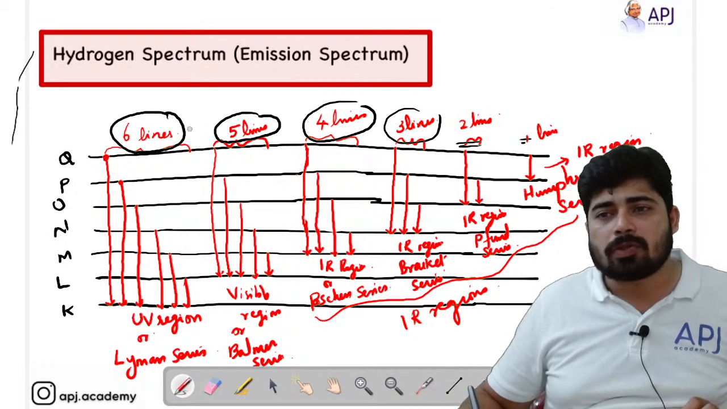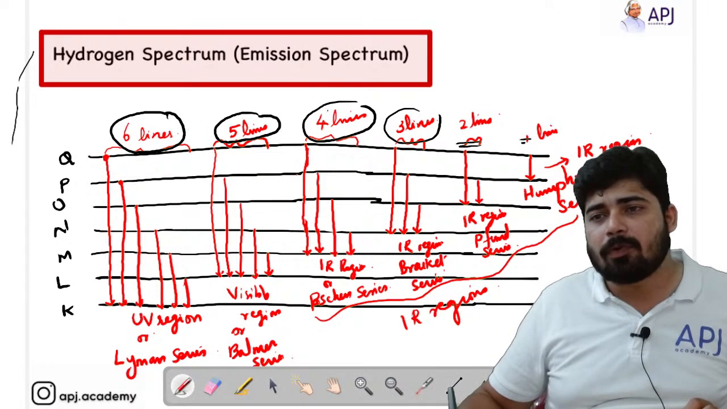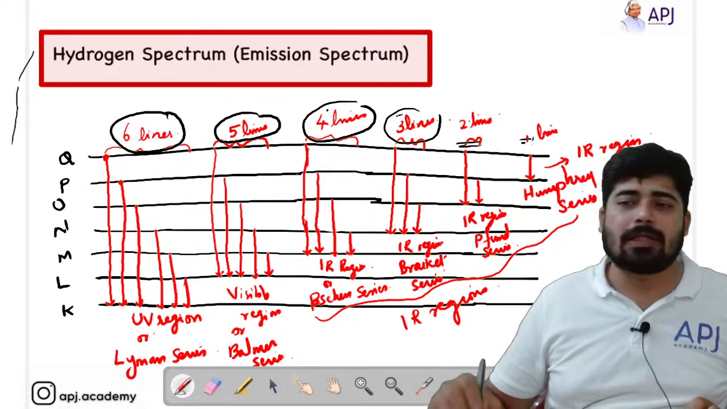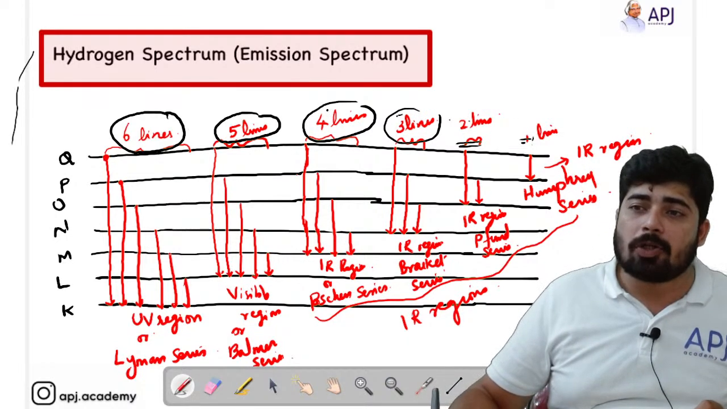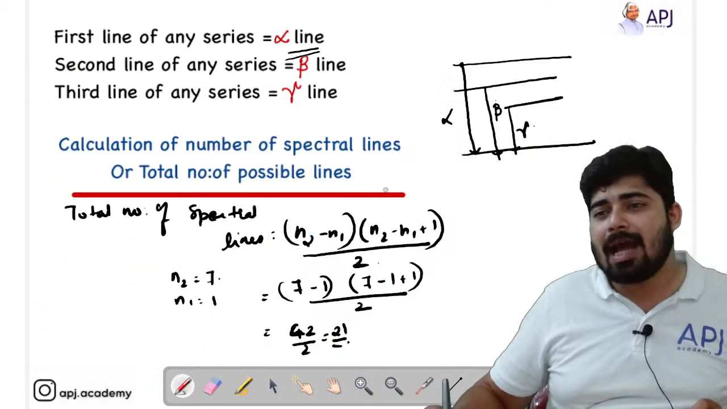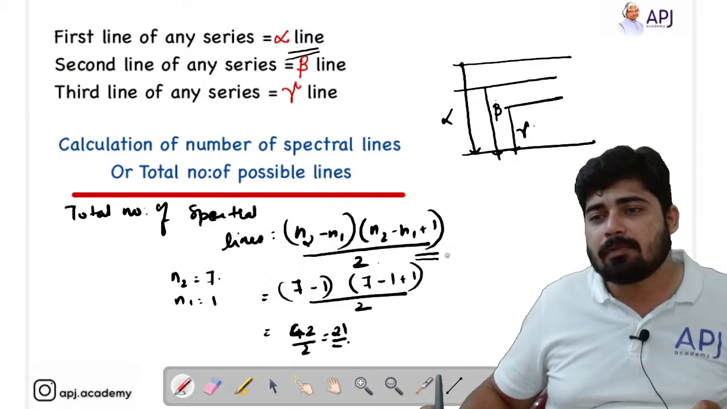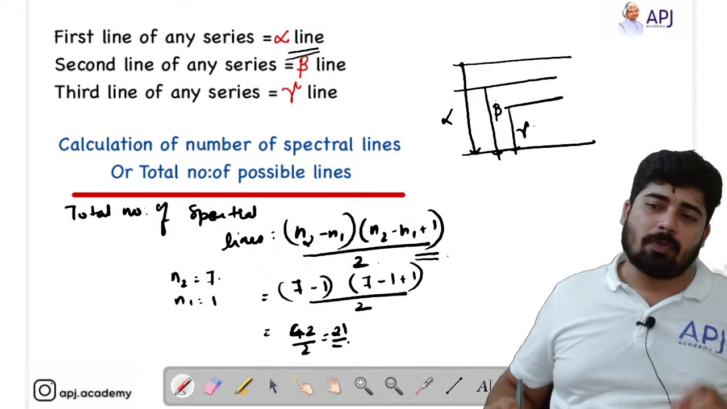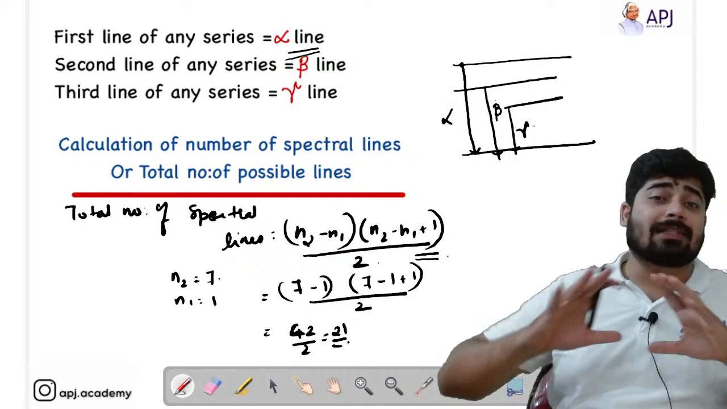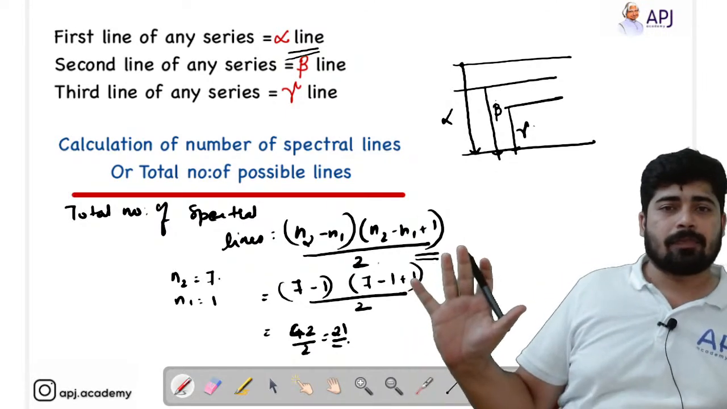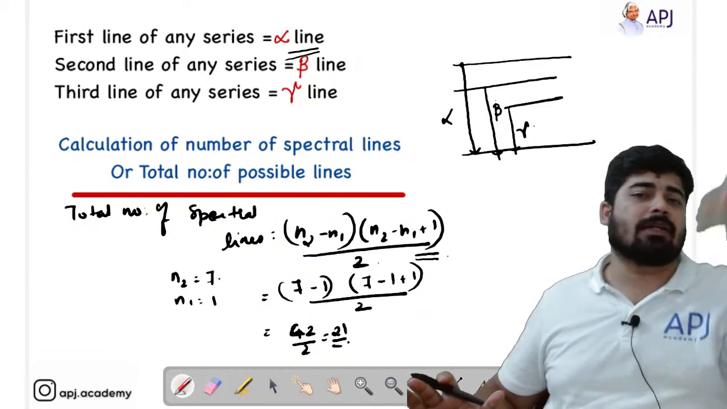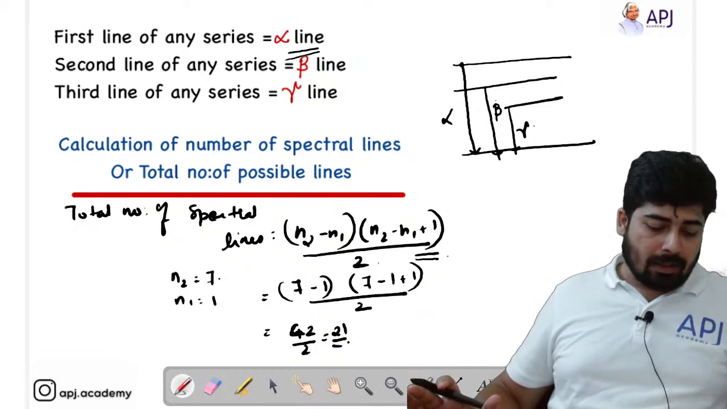Just count all those. 6 plus 5, 11, 11 plus 4, 15, 15 plus 3, 18, 18 plus 2, 20, 20 plus 1, 21. So we got a total of 21 lines, and this is the formula which made it easier. By applying this formula, you will get the total spectral lines if the electron jumps from 7 to 1. Hope that is clear.